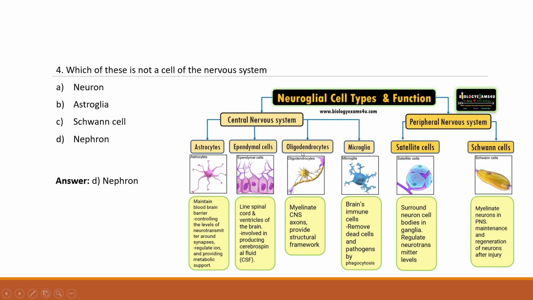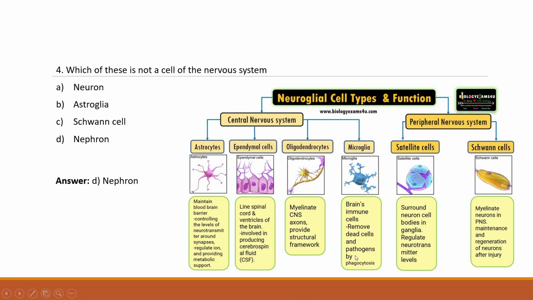Next come the oligodendrocytes. Oligodendrocytes myelinate axons in the central nervous system, and they provide a structural network and framework. And then come the microglial cells. Microglial cells are the brain's immune cells, and they help in removal of dead cells because they are macrophage-like cells. They help in removing dead particles or apoptotic cells, etc.